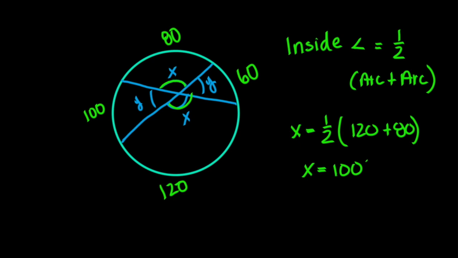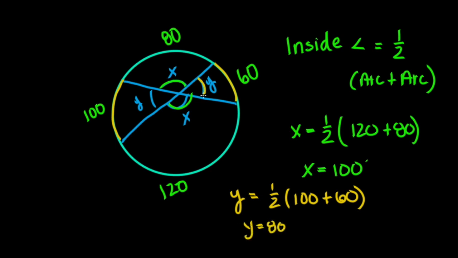So if we're trying to find inside angle Y, we could just do 1/2 of the 2 arcs, these ones that are right across from those angles. So that would be 160. 100 plus 60 equals 160, and if we divide that in 2, we get that Y is equal to 80 degrees. This angle here and this angle here are both 80 degrees.